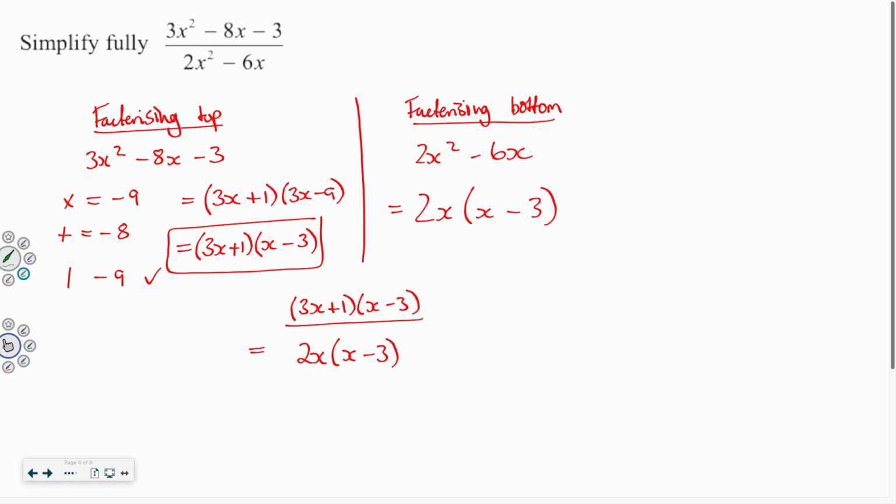And now having a look at what can simplify on top and bottom, we can cancel the x minus 3's just to leave us with 3x plus 1 divided by 2x. And that is our final simplified fraction.